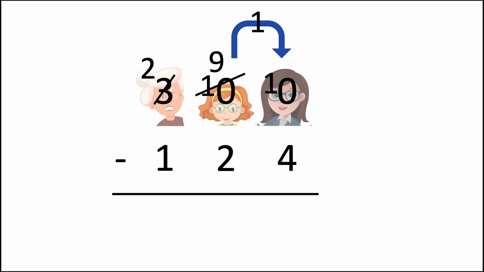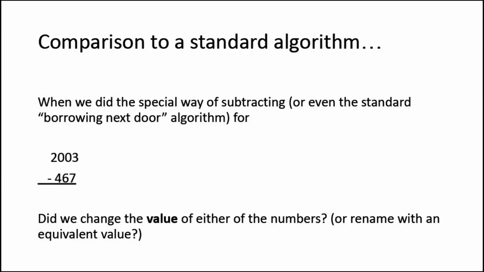So there's a real problem with stories like this in hiding the truth of what's going on with the algorithm and with subtraction. Consider a problem like this: 2003 take away 467. The first thing we want to do with the standard algorithm is take 7 from 3, which we can't do, so we need to try to borrow a 1, which there is no 1, so we have to go next door. There is no 1 next door, so we go next door again and borrow a 1 from the 2.